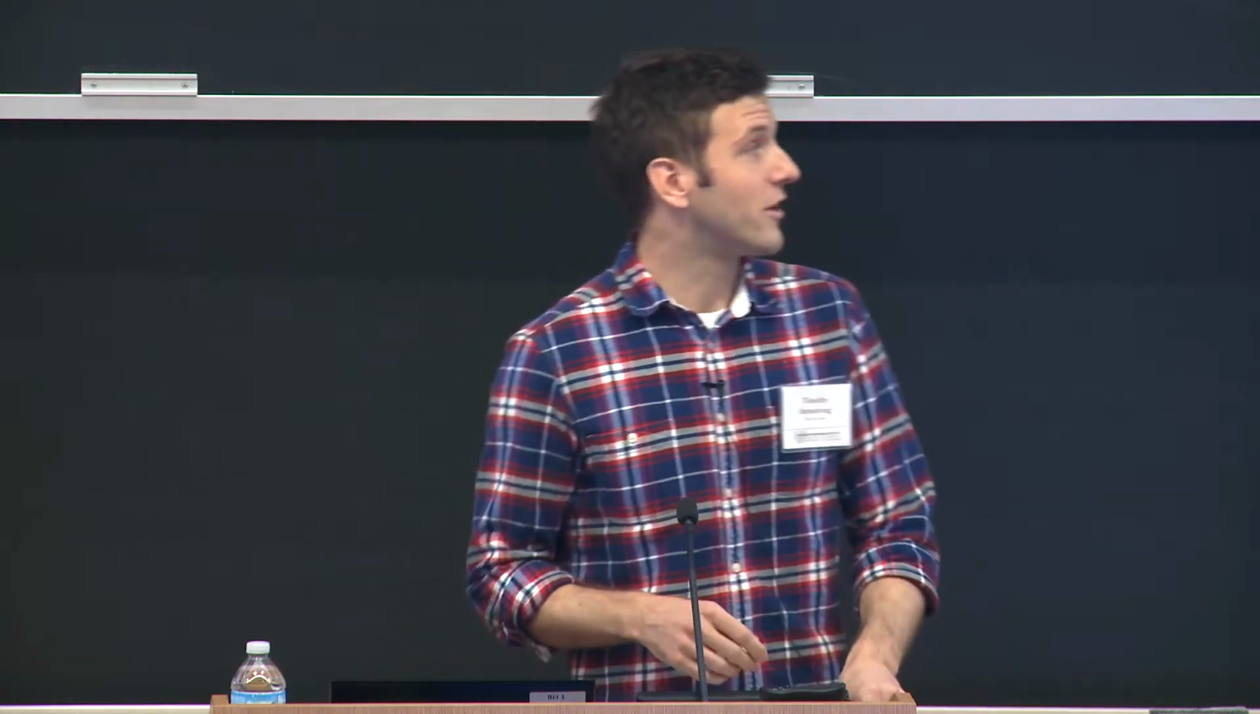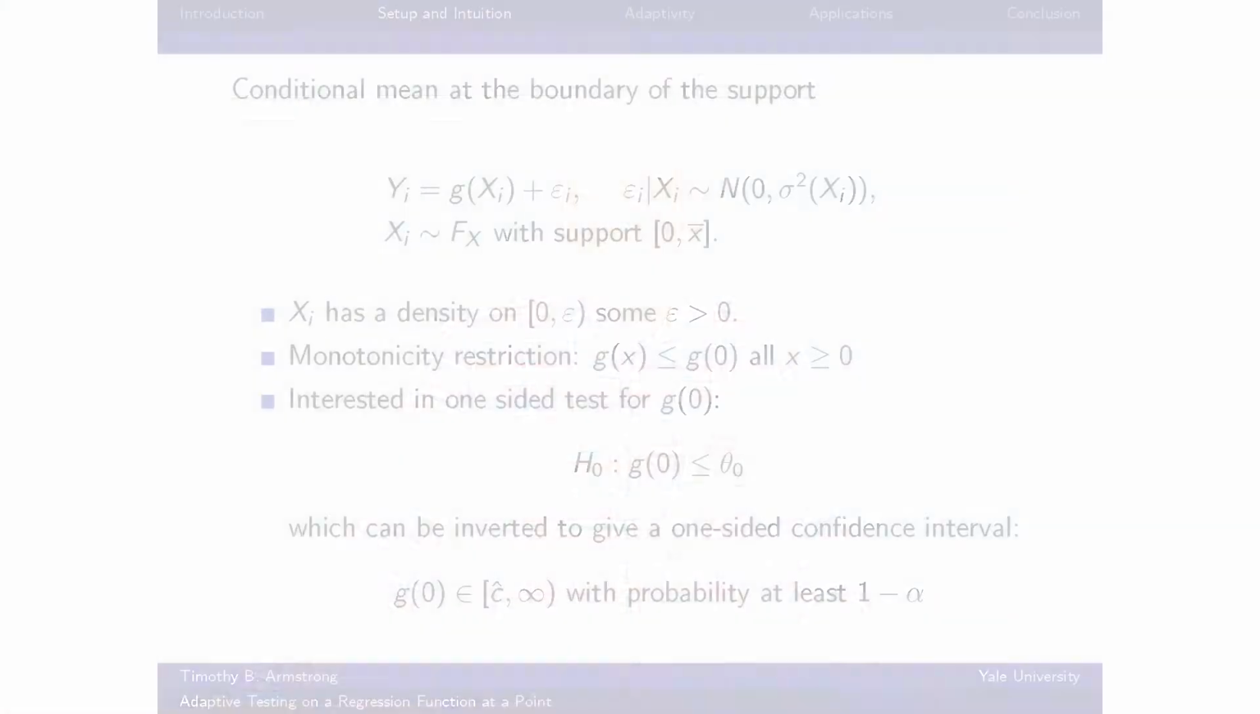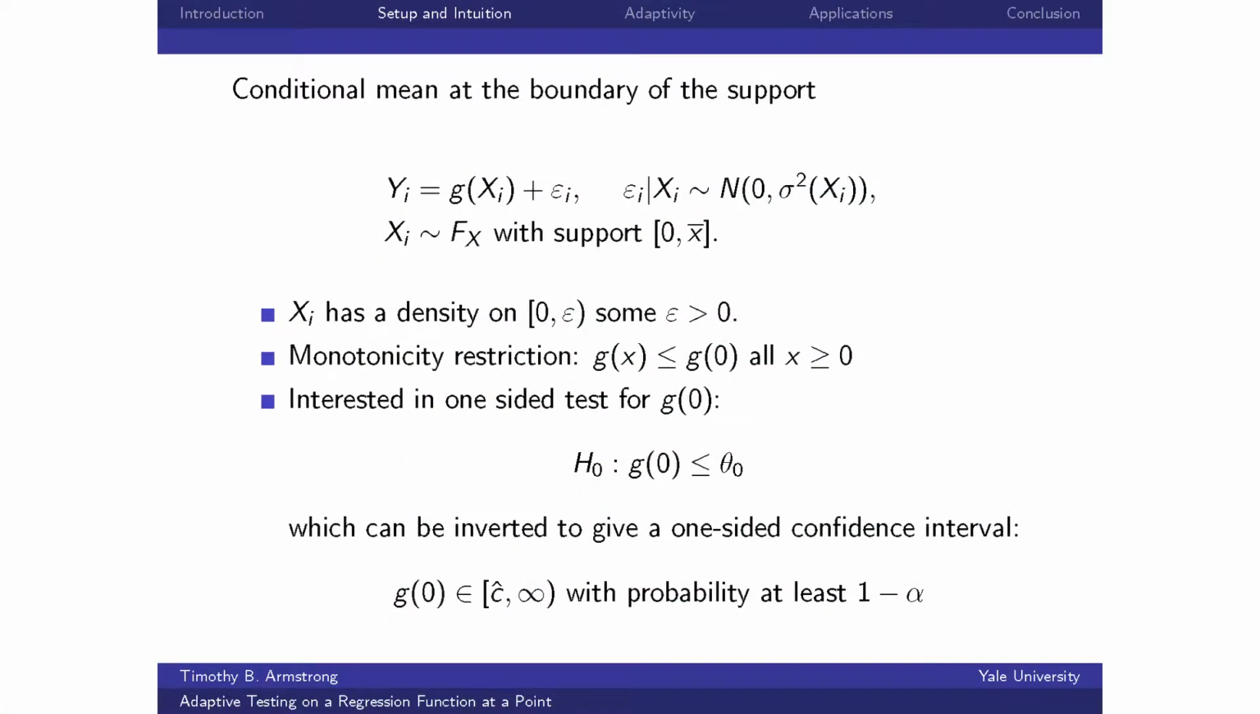Okay, so the key restriction here is the monotonicity restriction. It's just a weak monotonicity restriction in the sense that it doesn't have to be monotone from each point to another. It just has to be that this function is less than or equal to what it is evaluated at 0 whenever you get above 0. Here 0 is the point on the boundary that we're normalizing to be the point we're interested in. So we're interested in a one-sided test for this conditional mean evaluated at 0. So the null hypothesis is that this conditional mean evaluated at 0 is less than or equal to some theta naught.